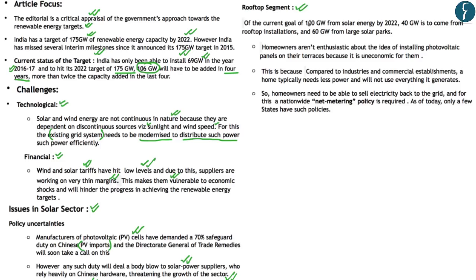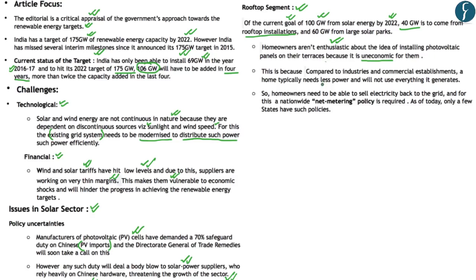the solar sector. Now, as per the goals of the Government of India of having 100 gigawatt from solar energy by 2022, 40 gigawatt has to come from rooftop installations. However, homeowners in India aren't very enthusiastic about installing rooftop solar cells. Now, the reason given by the author is that it is very uneconomic, in the sense it does not provide any form of monetary benefit to the homeowners of installing rooftop solar segments.